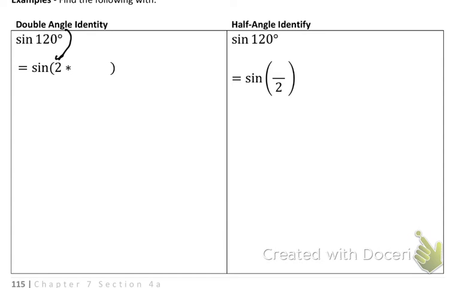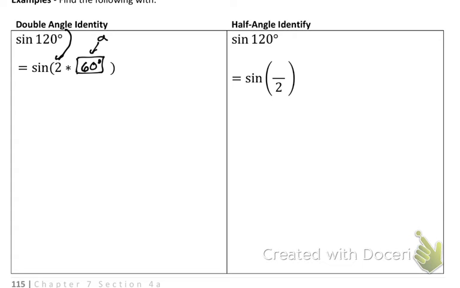I need to rewrite 120 as 2 times something to make it a double angle. 2 times what equals 120? 60. So the big part about this is the 60 degrees. This is the angle I'm going to work with. This is kind of my alpha, or just the angle I'm working with. This is breaking apart 120 into 2 times something.